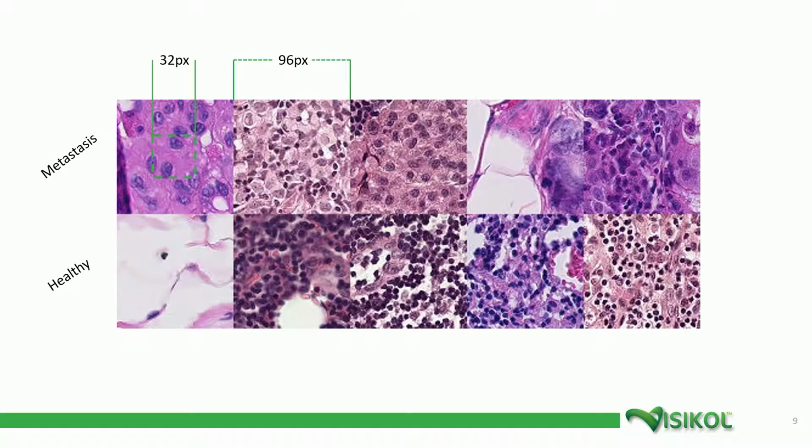Here are some examples of the images in the patch Camelyon dataset. The top row shows 5 examples of images that belong to the metastasis class, while the bottom row shows images that belong to the healthy class. As you can see, there's a large amount of variation between images due to different staining intensities, amount of background, or the shapes of nuclei.